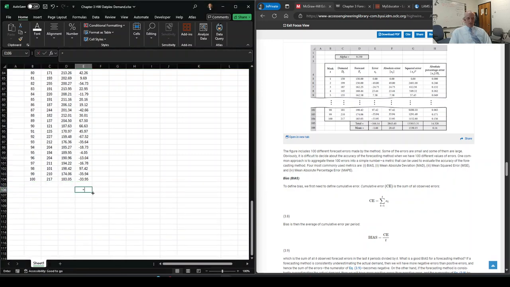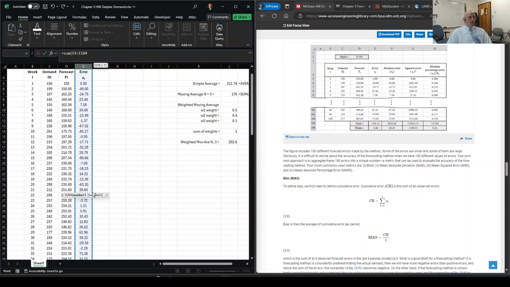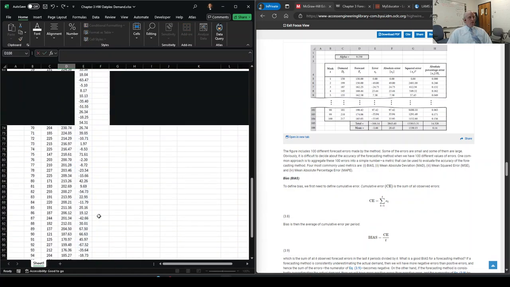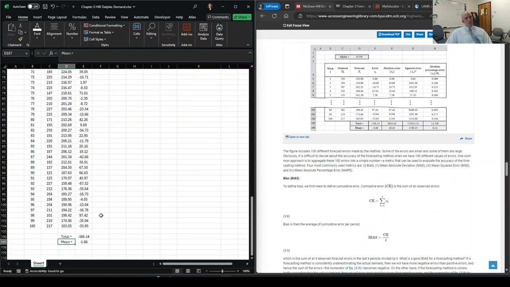Let me just sum this up. What is the sum total of the error? I'm just doing a simple sum. The simple sum is negative 166.14. Okay. And then the book says, hey, what about an average? We'll come back and use that average here as well. What's the mean? So we can do an average, and the average is negative 1.66. Now, wait a minute. What's the difference here? We have a total of negative 166.14. So that's an overall across the 100 weeks.